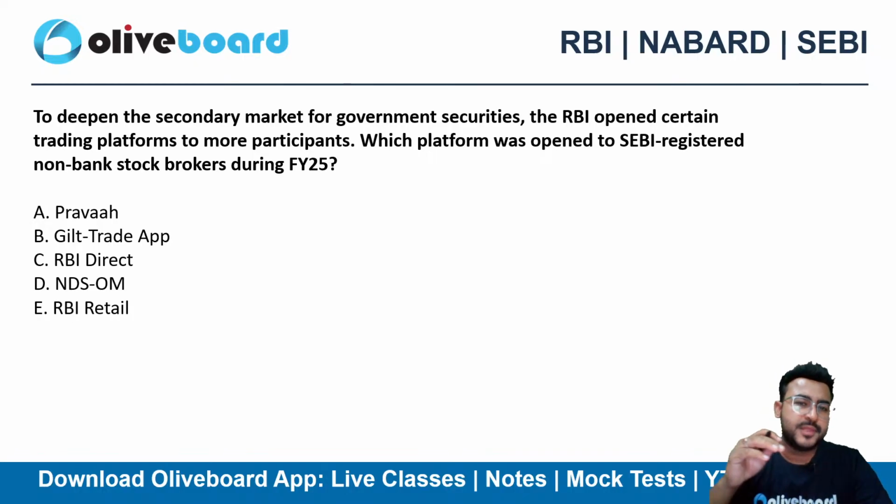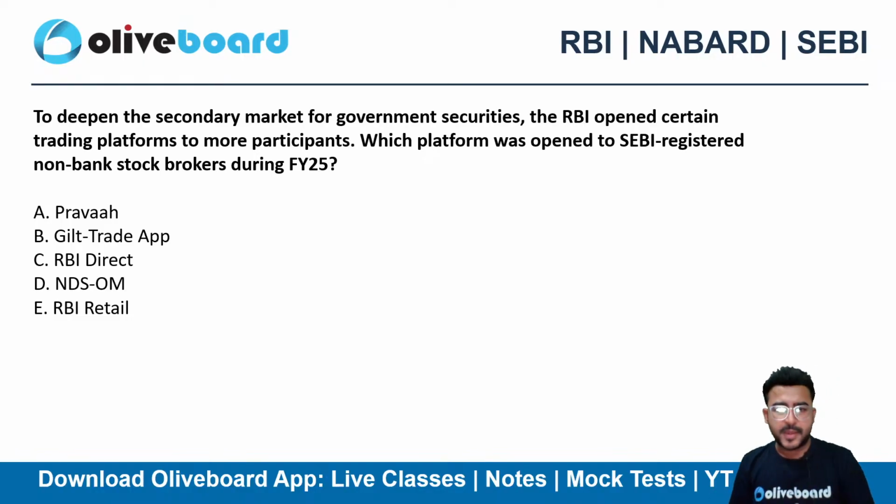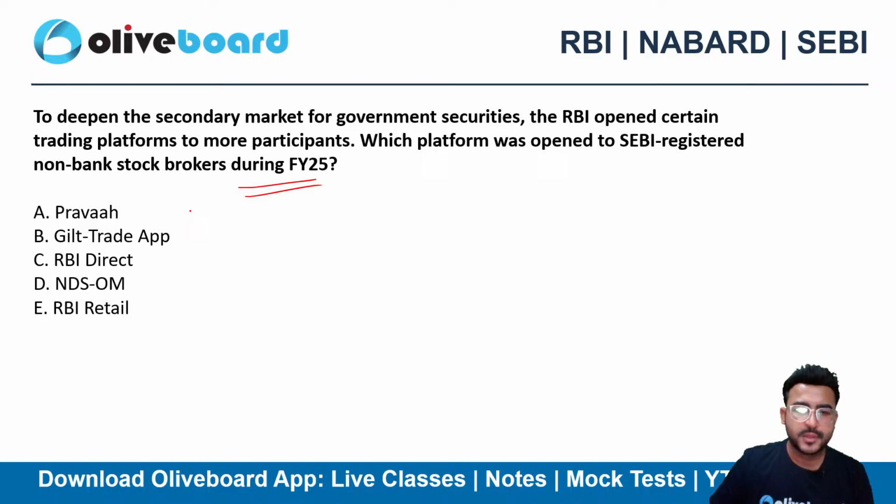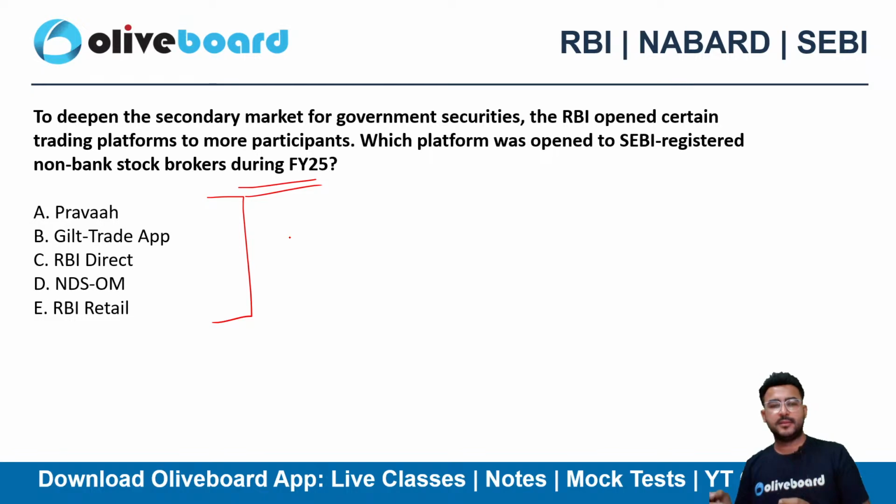Next is to deepen the secondary market for government securities. The RBI opened certain trading platforms to more participants. Which platform was opened to SEBI registered non-bank stockbrokers during financial year 2025? Option A, Pravah portal. Option B, Gilt Trade app. Option C, RBI Direct. Option D, NDSOM platform. Option E, RBI Retail platform.